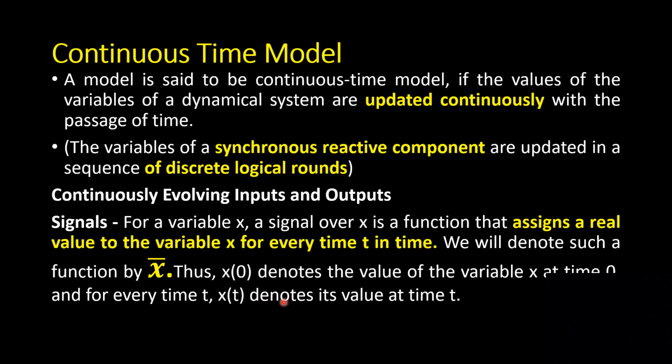Thus, x of 0 denotes the value of the variable x at time 0, and for every time t, x of t denotes the value at time t. So signal means we have a variable x, and this variable is going to get some values at every instant of time. Then we call that a signal. How to represent the signal? Signal is represented by the term x bar. So x of 0 means the value of the variable x at time 0. x of t means the value of the variable x at time t. So we call these signals.